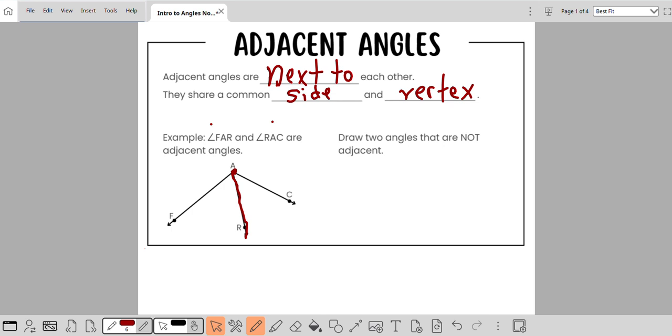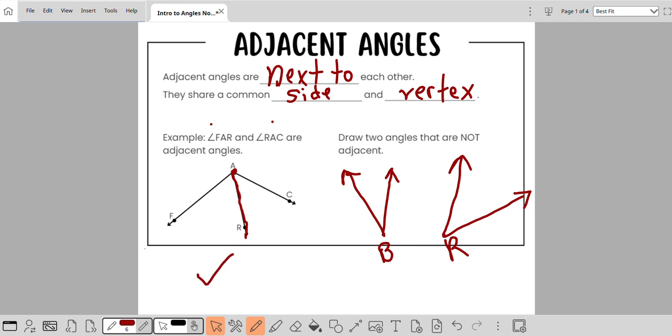Now, I'd like to draw two angles that are not adjacent, just so you will know the difference. So I'm going to draw an angle here, and we're going to call this angle B. Then I'm going to draw another angle over here, and that is angle R. Notice how they have two separate vertexes and they do not share a line. So these over here are definitely adjacent and these over here are not adjacent.